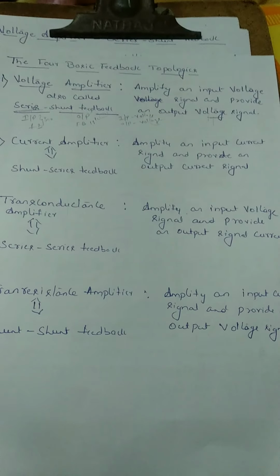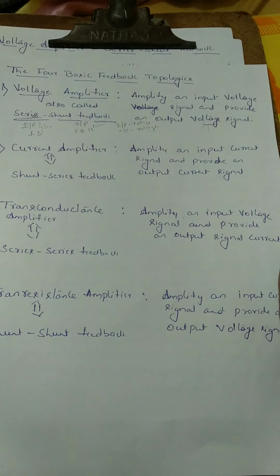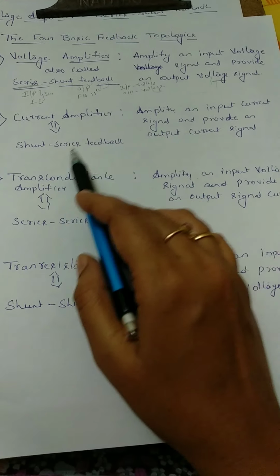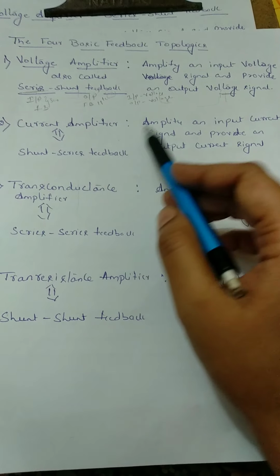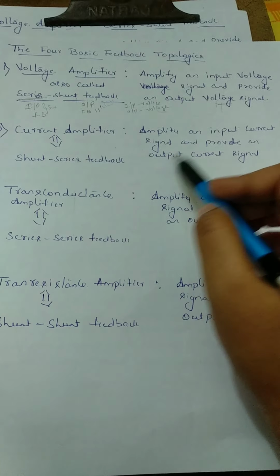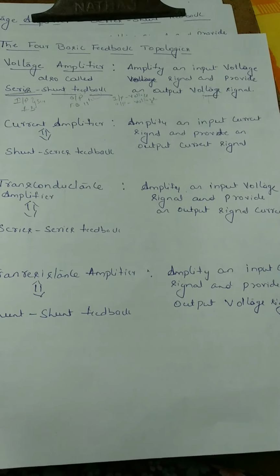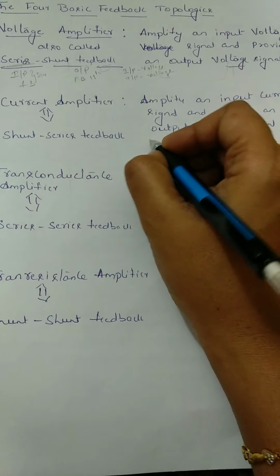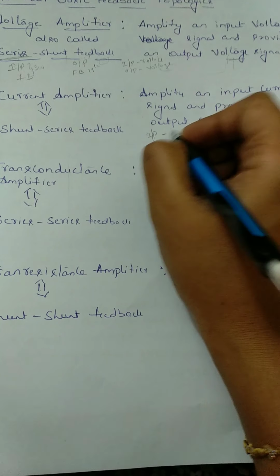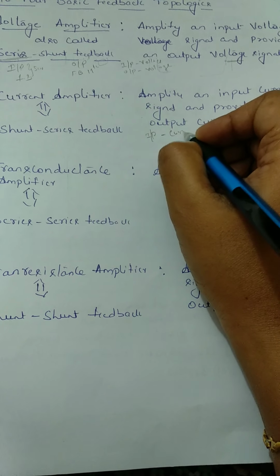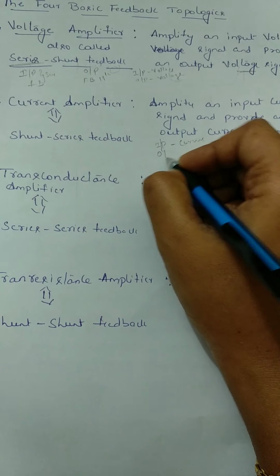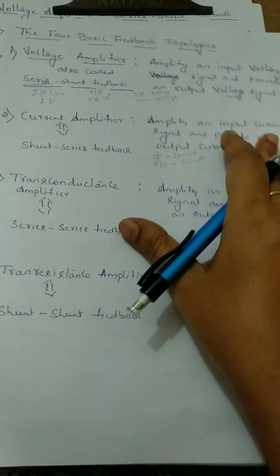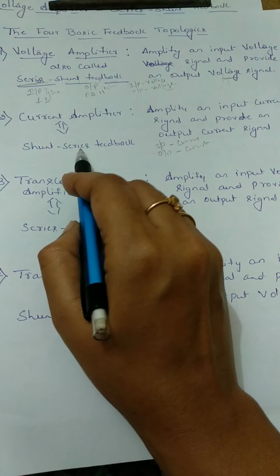So in a voltage amplifier, the input is a voltage signal and the output is also a voltage signal. Now we'll see what a current amplifier is. In this case the input is current and the output is also a current signal. That is, we are amplifying a current signal, so that is why it is called a current amplifier. The amplified input is a current, and the output we are taking is also a current. So this is called shunt series feedback.